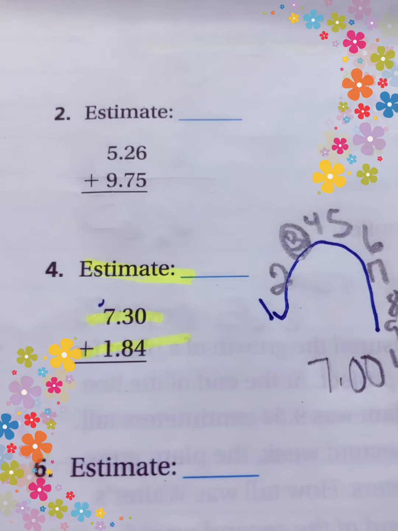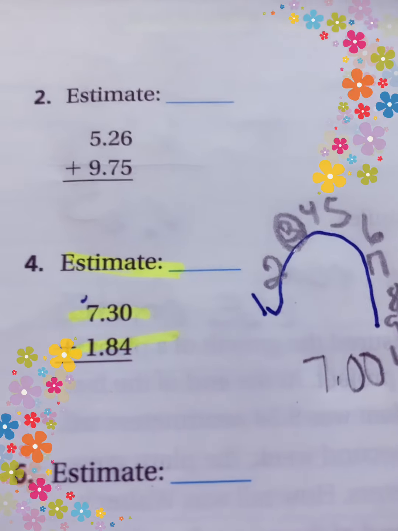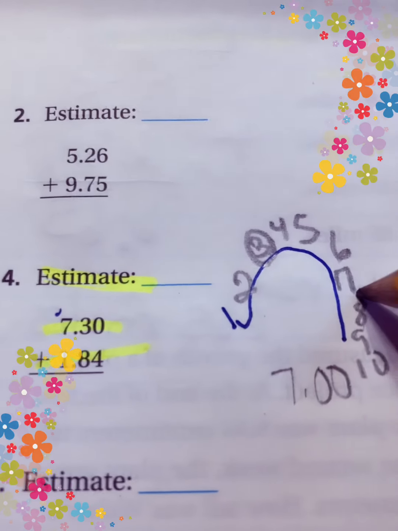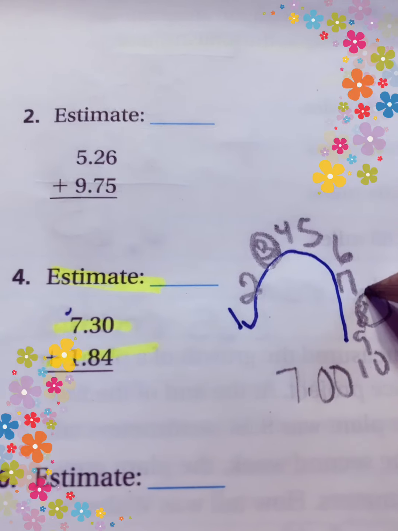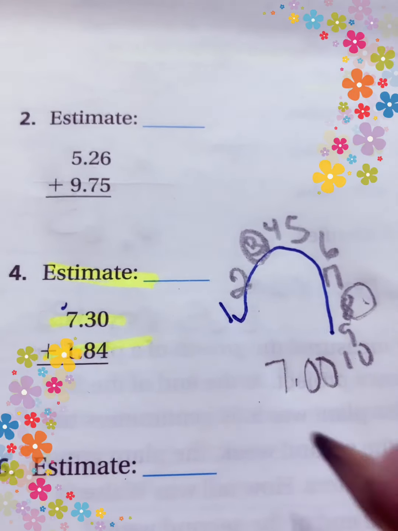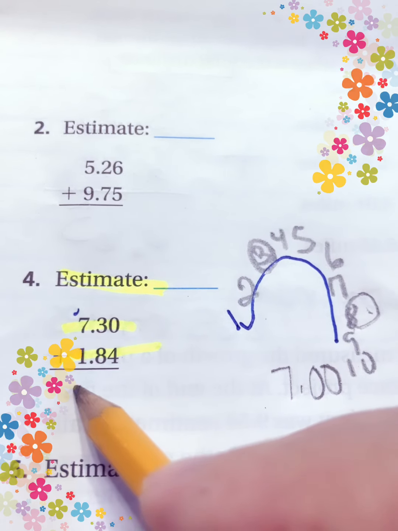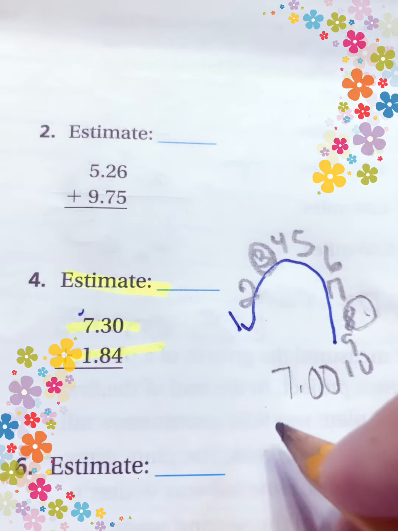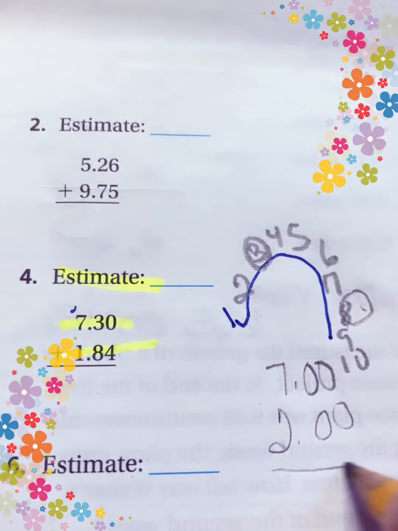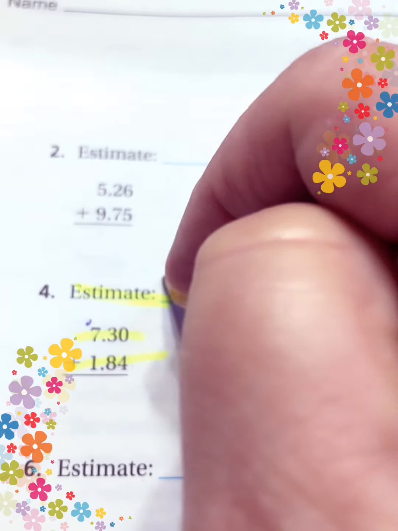And now I'm going to look at the 1.84. Now that 8 is going to tell the 1 what to do. That 8 tells that 1 to add 1 more. So I know that if I add 1 more, it's going to make this a 2.00. And remember, this is a review, so I know that y'all know this. So I'm going to say my estimate is around 9.00.